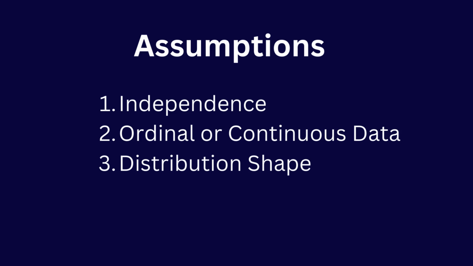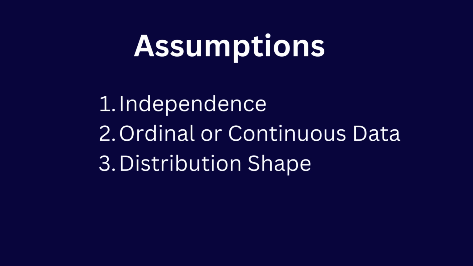These are the assumptions for the Mann-Whitney U test. First assumption is independence. The observations in each group must be independent of each other. This means that the participants in group A are different from those in group B. Second assumption is ordinal or continuous data. The data should be ordinal or continuous, and the test does not require the assumption of normality.